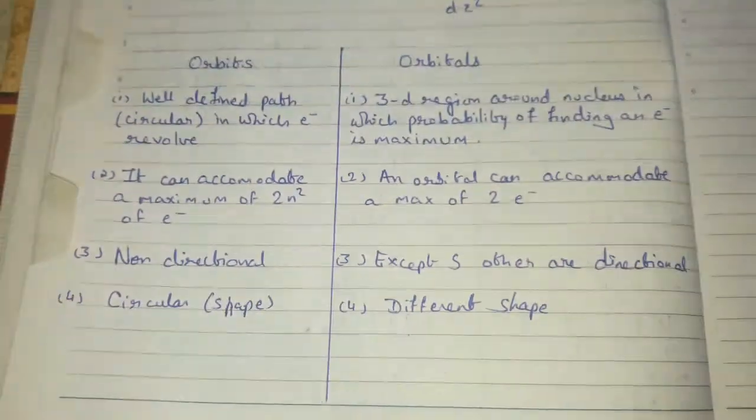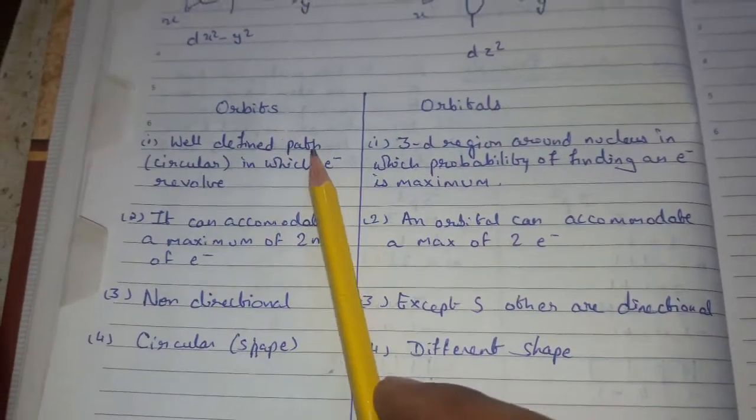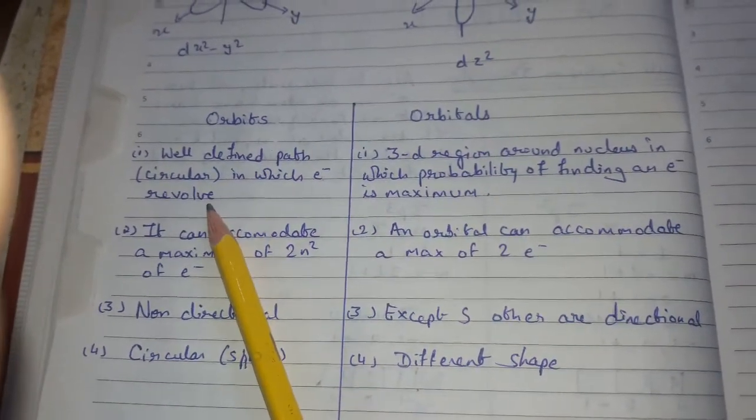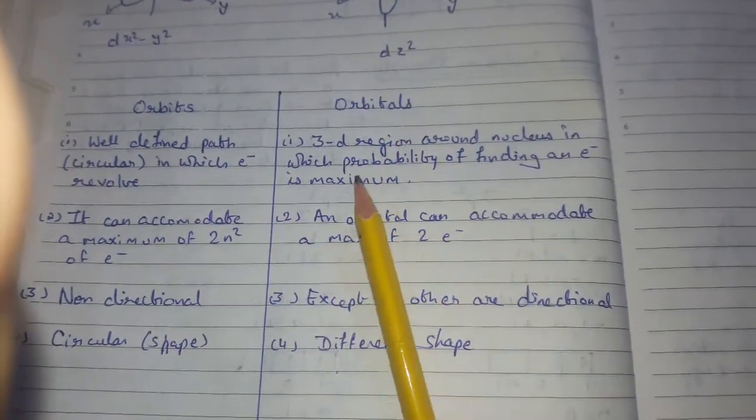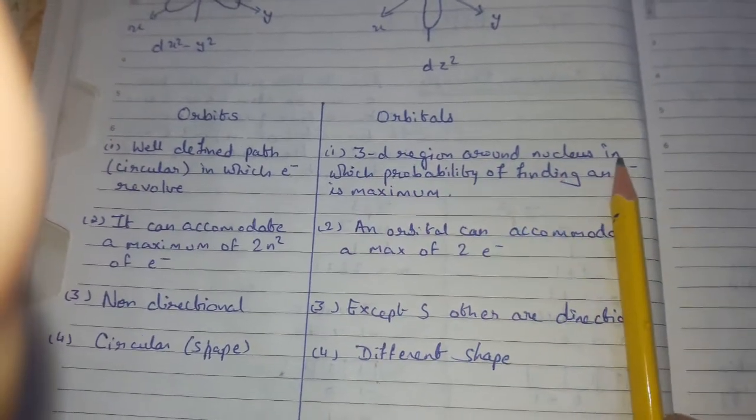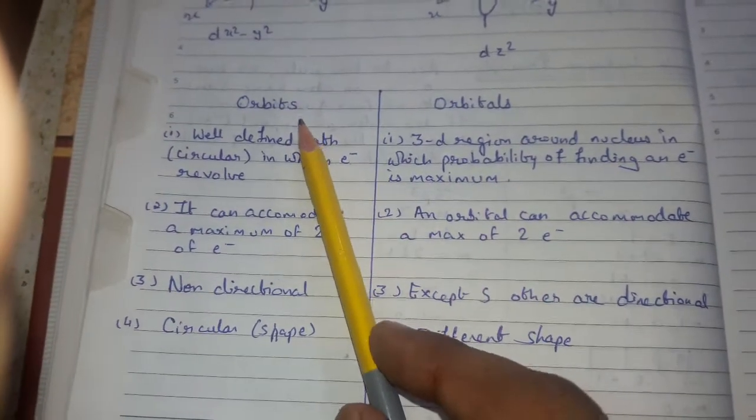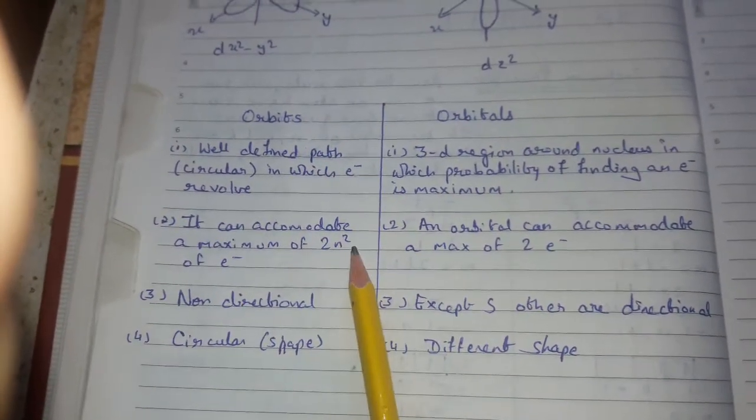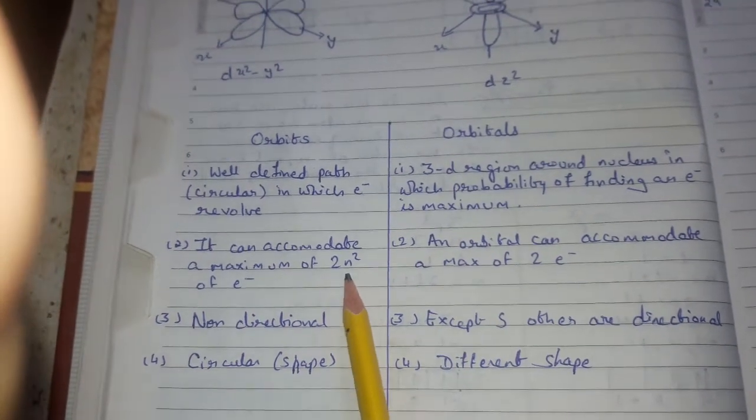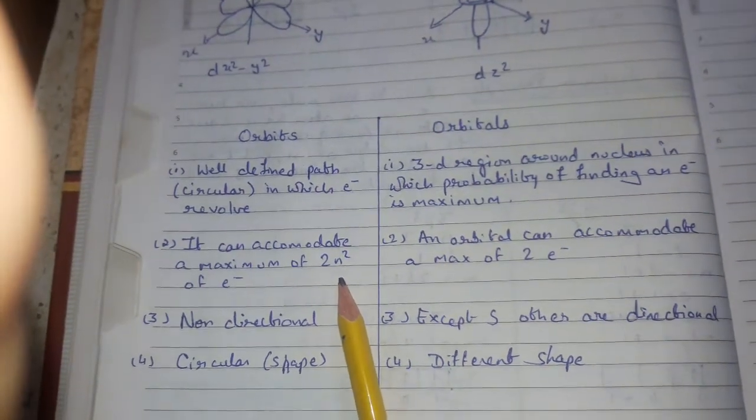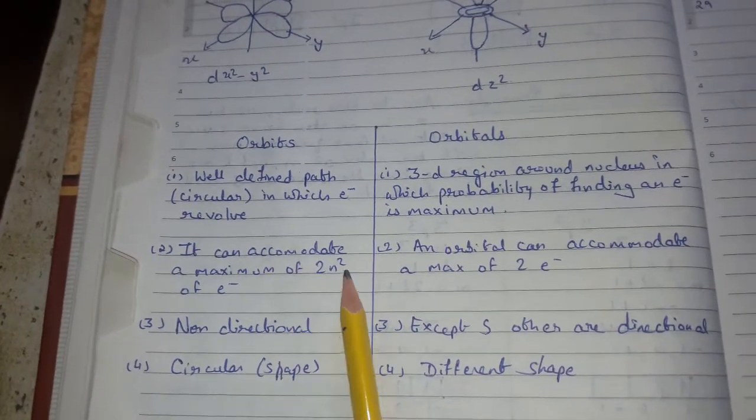Now see what is the main difference between orbits and orbitals. An orbit is a well-defined circular path in which electrons revolve. That means the K shell, L shell, M shell are called orbits. And what is an orbital? It is a three-dimensional region around the nucleus in which the probability of finding an electron is maximum. In case of an orbit, it can accommodate a maximum of 2n square electrons. Just now I have told, it is given by Bohr and Bury. That means for the first shell, that is the K shell, n will be 1. For the L shell n will be 2, for the M shell n will be 3, and so on. That means 2, 8, 18.